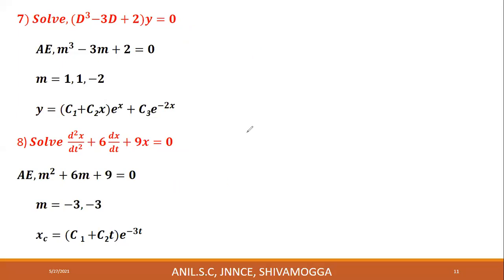This equation can be written as d square x by dt square plus 6d plus 9 into x is equal to 0. You can write it like this, where capital D stands for d by dt. In all these 7 problems, capital D was d by dx. Here it is d by dt. Therefore, d square of x plus 6 into d of x plus 9 of x is equal to 0.